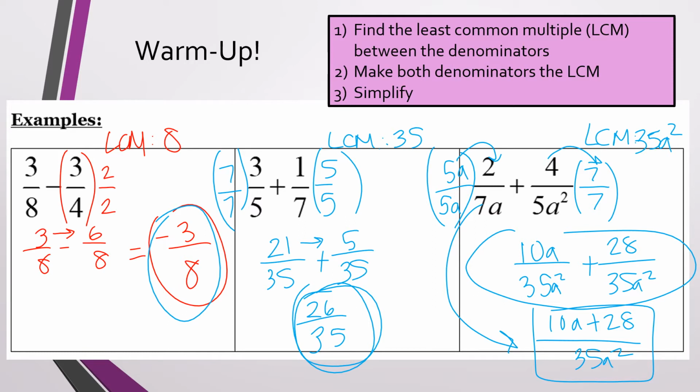There is nothing that I can simplify that with, like 10, 28, and 35 can all not be divided by the same number. There's no common multiple there, so I'm just going to leave it as it is.